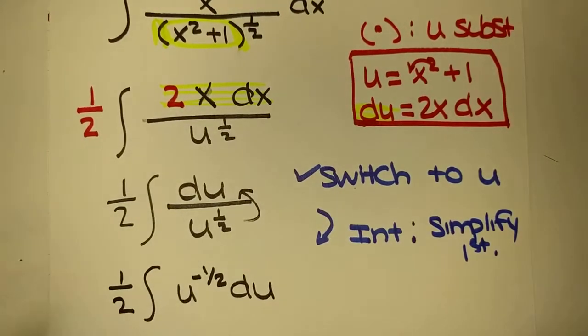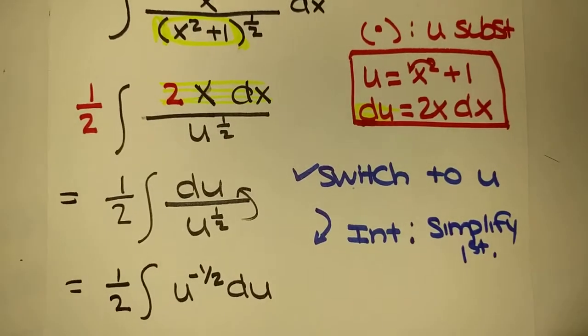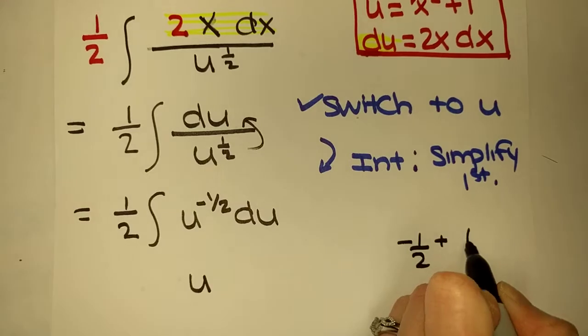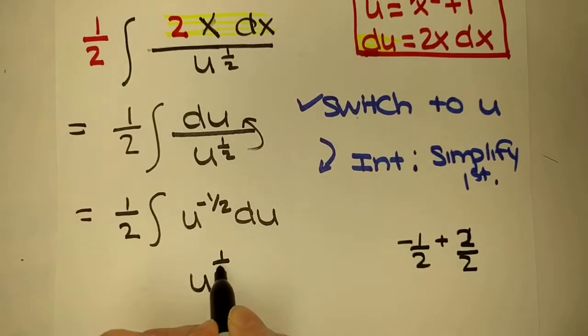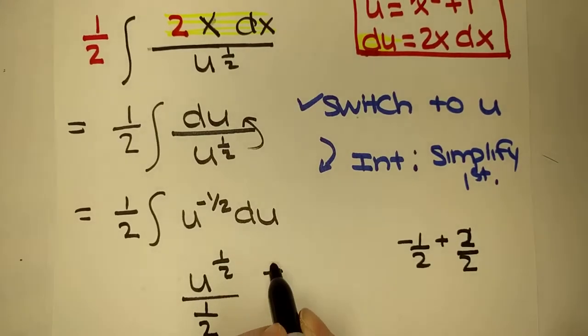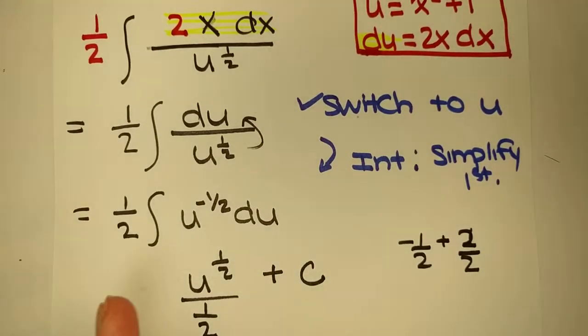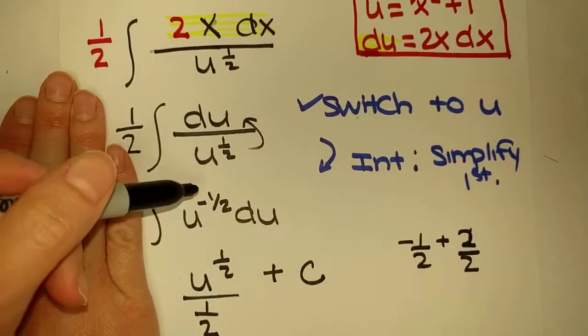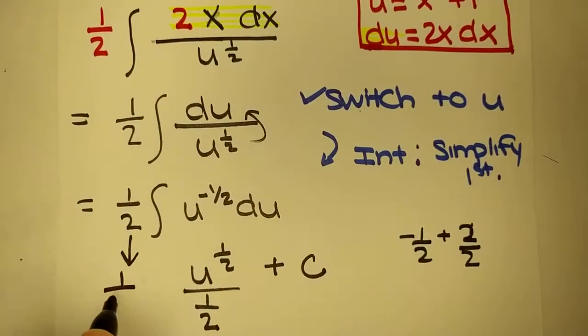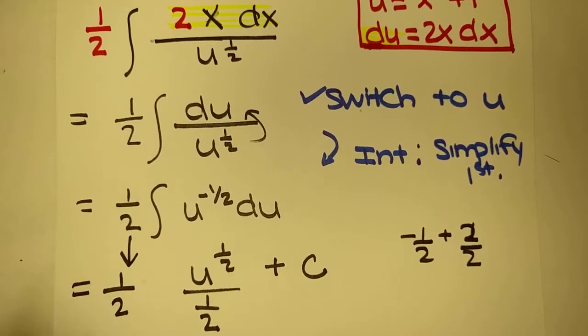and now I'm in the position to use my power rule, where with integrals, remember, we add, so we're going to add 1 to the exponent. So negative 1/2 plus 1, we get 1/2. So we're going to add 1 to the exponent, and then divide by the new exponent. And then we add the plus c. That is just the integral for u to the negative 1/2. We still have this 1/2 constant that comes along and tags along.